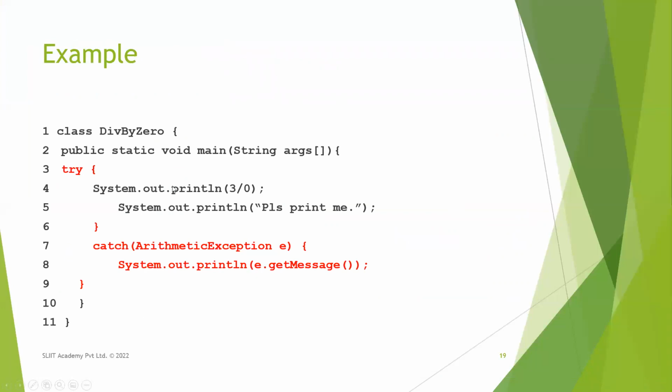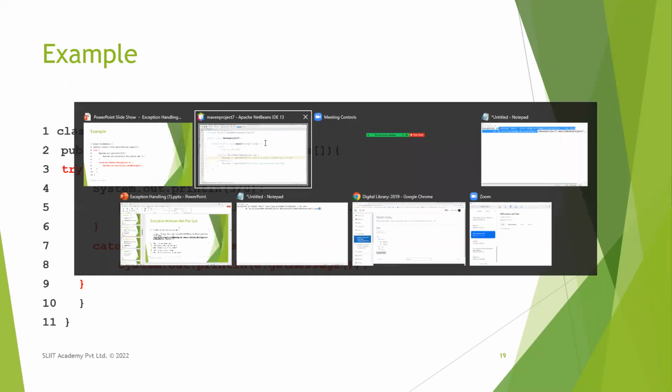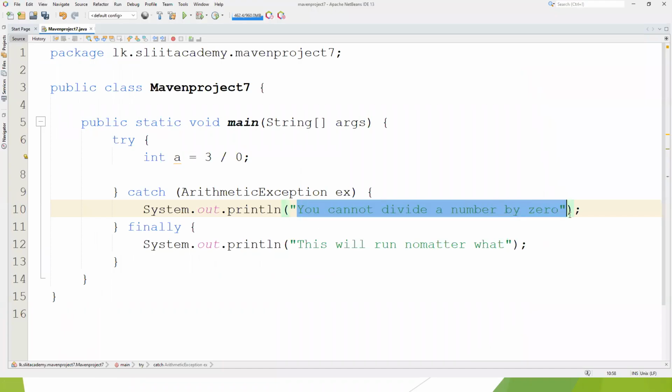You can see that in the first program, if you try to print, it is an arithmetic exception, and you can print it in the catch block like this. So this is called an arithmetic exception using the message. Now you can see a difference, right? Here we just printed a hard coded message. You cannot divide a number by 0.